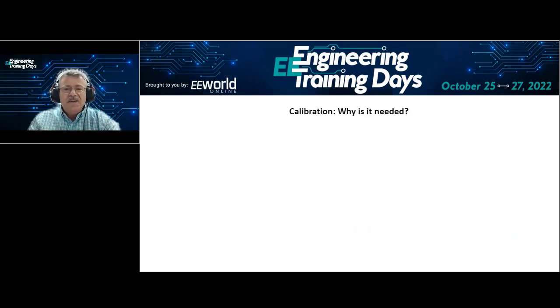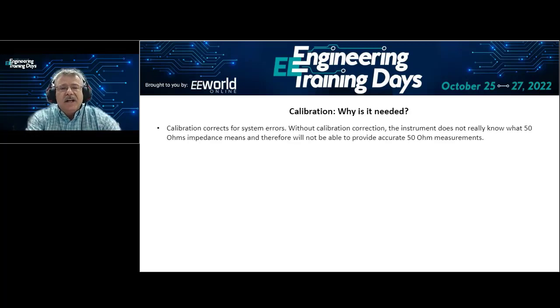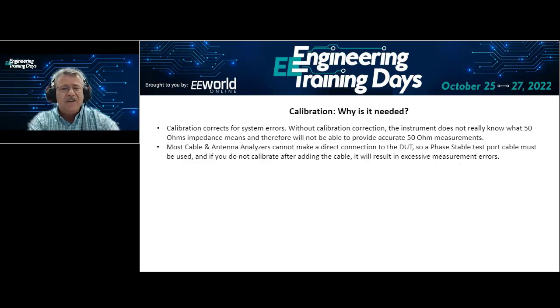So calibration, why is it needed? Calibration corrects for the system errors, and the system errors are instrument system errors as well as errors caused by anything that you've added to the test port. So that phase stable cable adds system errors. The instrument itself has system errors, so these errors are like frequency response, the amplitude response, and several other different factors go into this. The analyzer itself doesn't really know what a true 50 ohm impedance looks like, because it needs to have this calibration. And there's a slide coming up where I'll give you an analogy that might help some people to understand a little bit better the process of calibration, or how it makes this handheld cable antenna analyzer measure 50 ohms much more accurately.